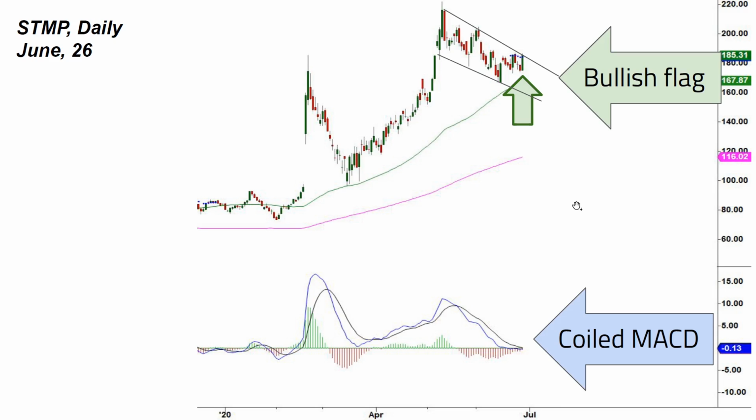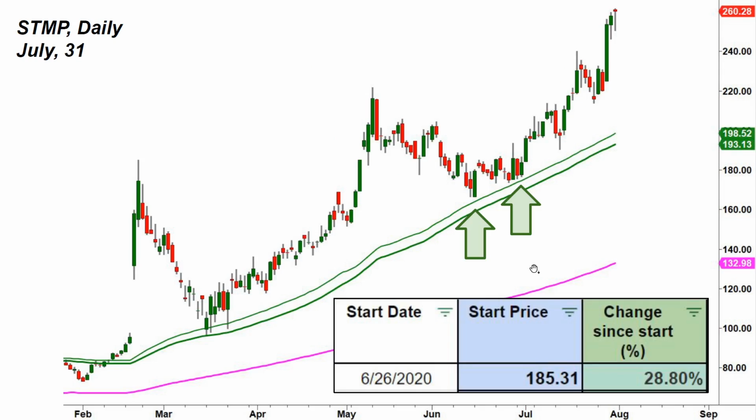STMP. Guys, very same story. Another bullish flag into 50-day moving average, another coiled MACD, another amazing rally. Actually, that was the best setup I had over the previous 30 days. It delivered 31% as of August 3rd. And again, that green demand channel provided you with two opportunities to go long. Two tests, and both tests bears failed.